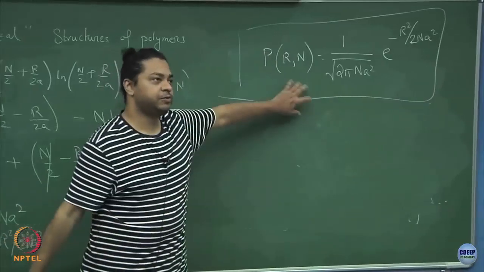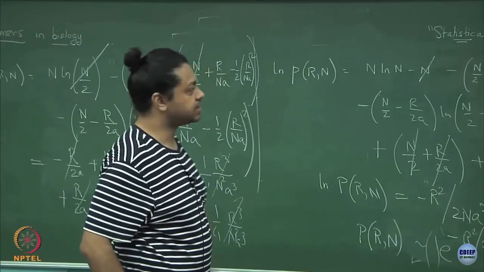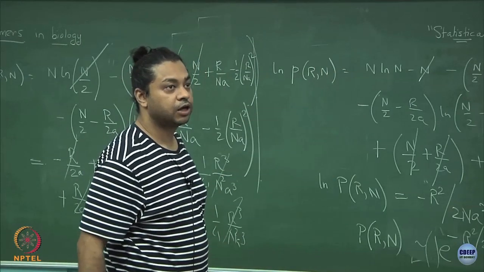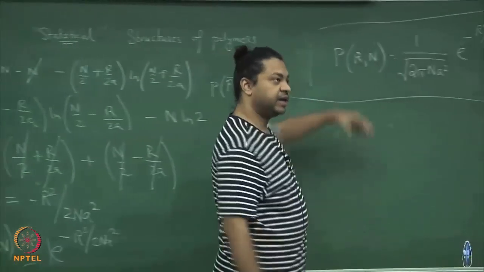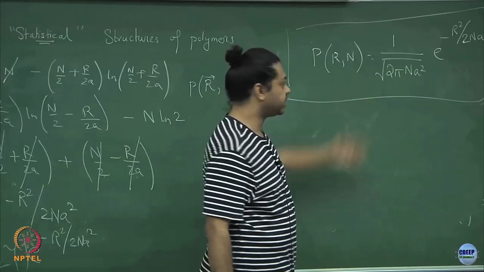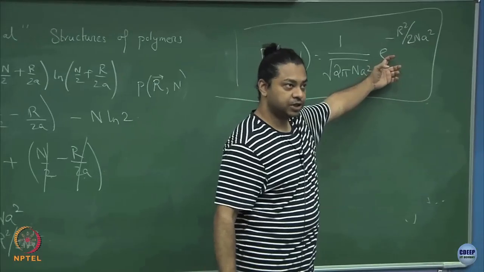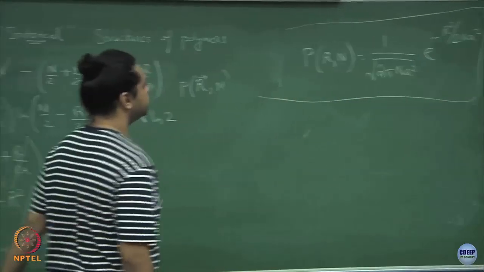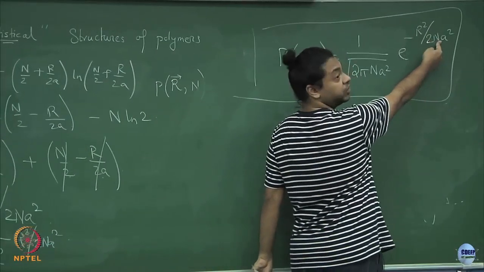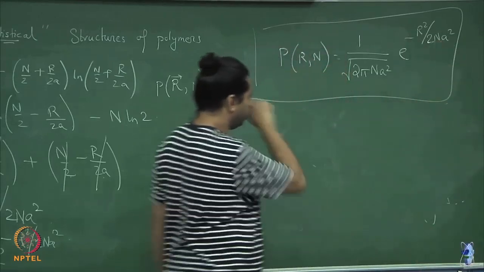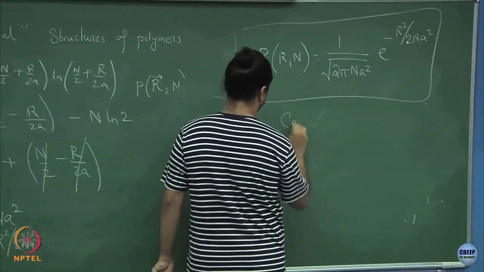Could you have written down this distribution without doing this algebra? What theorem tells us what this distribution will look like? Central limit theorem, right? If you take independent and identically distributed random variables, then in the limit that the number of steps go to infinity, you should end up with a Gaussian distribution, and that is what we have done. We ended up with a Gaussian distribution. Remember, my variance is n a square. So, this is r square by 2 sigma square, right. So, this is like the standard Gaussian distribution. So, this is a consequence of the central limit theorem.